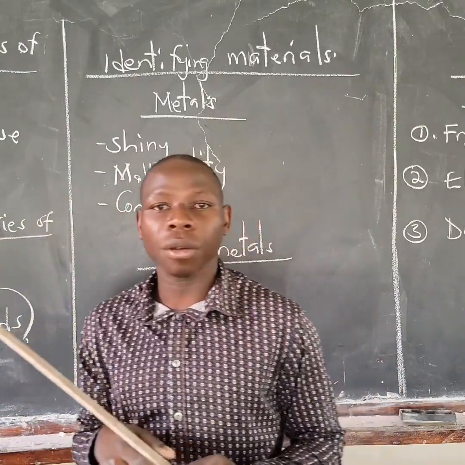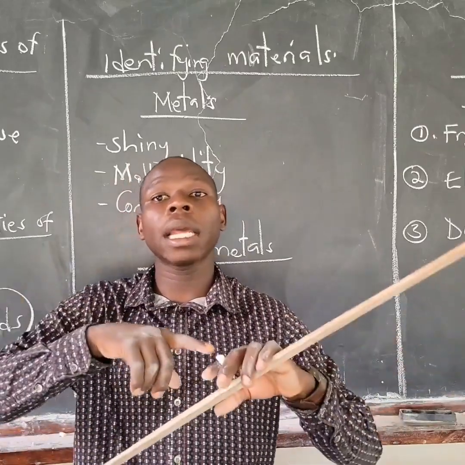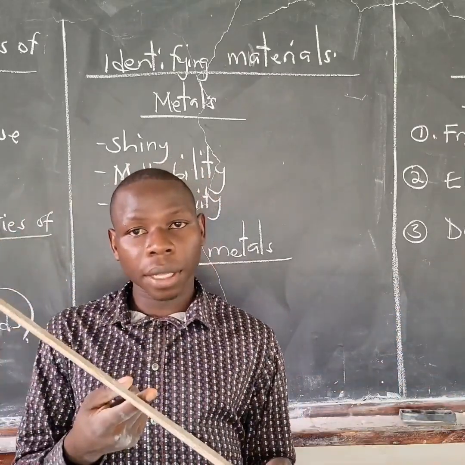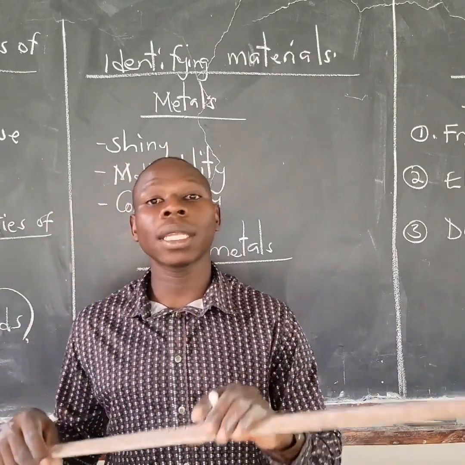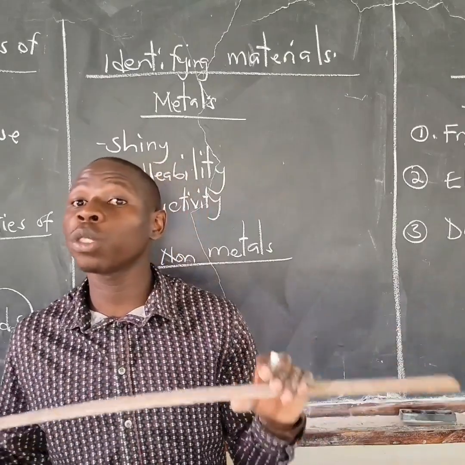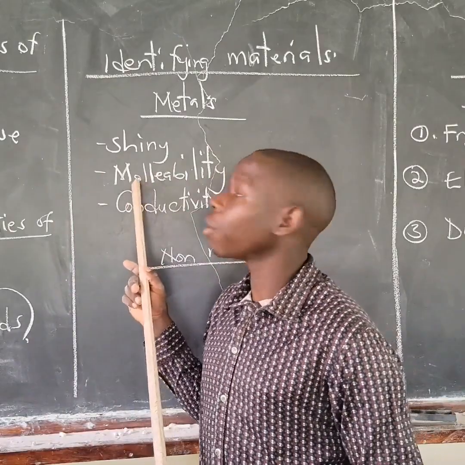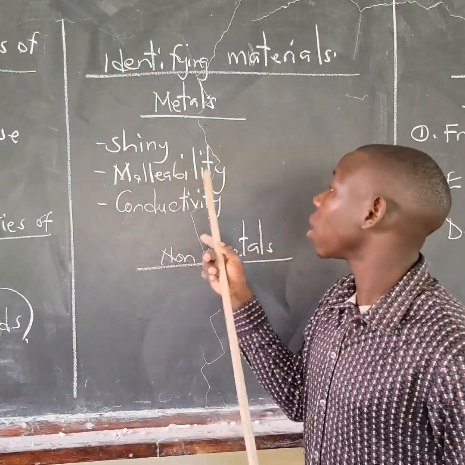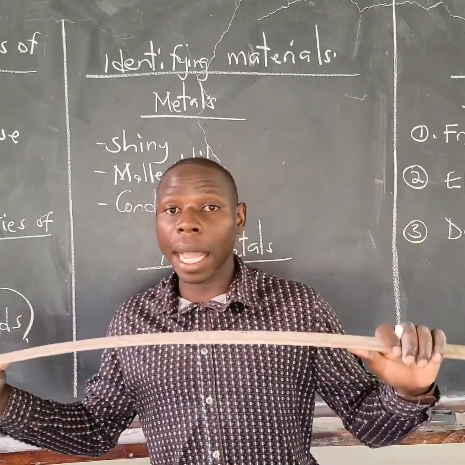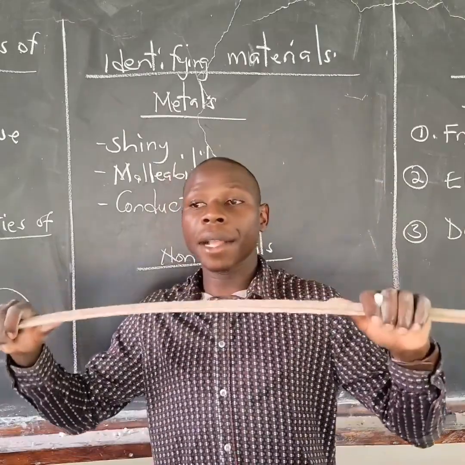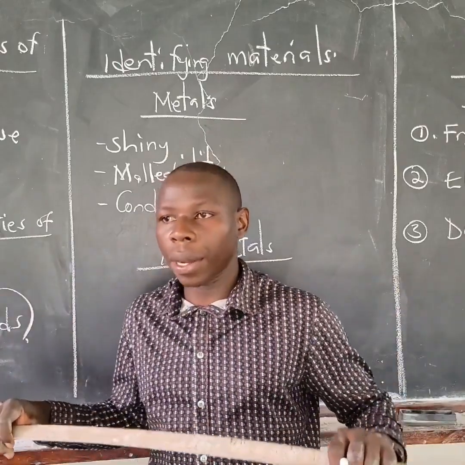Look at the iron nail. Can you bend it and form something, let me say, a circular shape without it breaking? And the same story, when you look at glass, can you bend glass without it breaking? That brings us to malleability. You find that metals are malleable. You can bend an iron nail into circular form, but the rest of the other materials, you cannot.